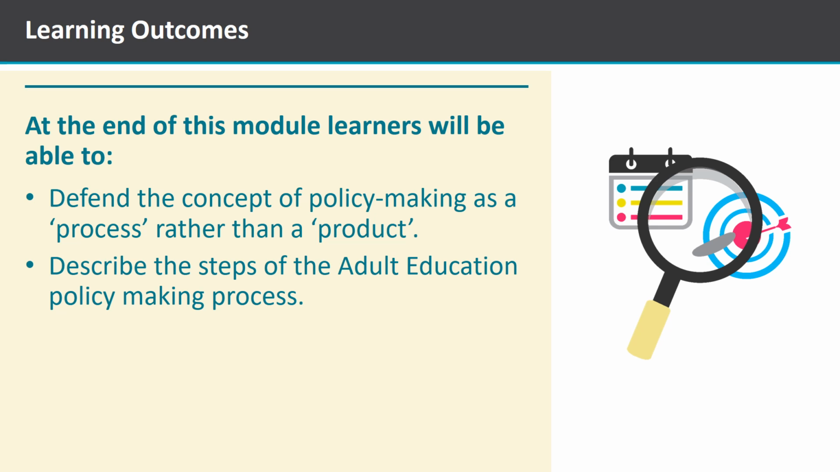At the end of this module, we will expect learners to be able to defend the concept of policy making as a process rather than a product. We will discuss how policy making is not about producing a document only. It is a process of engagement. The second learning outcome is that you will be able to describe the steps of the adult education policy making process.